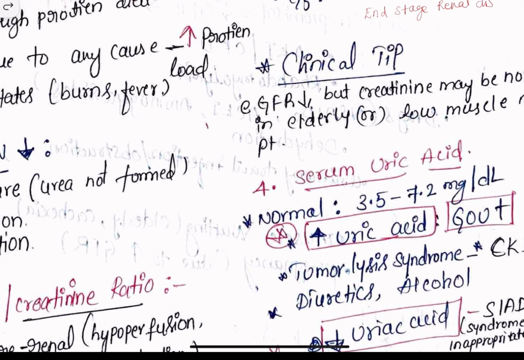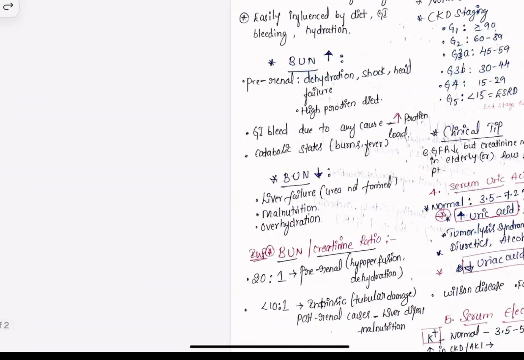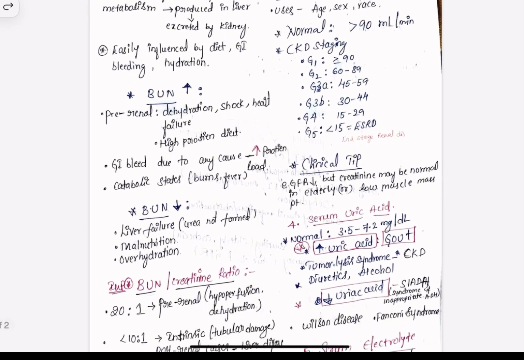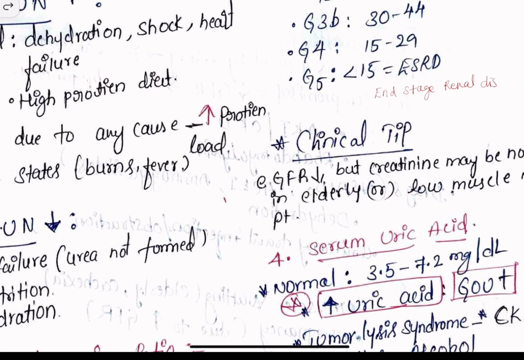What is the clinical tip? The eGFR, estimated GFR value decreases, but creatinine may be normal in elderly or low muscle mass patients. So if the eGFR value is decreased but creatinine is normal, think of the elderly or low muscle mass condition. See here, if creatinine level increases, GFR is going to decrease, but with decreased GFR, creatinine may be normal in elderly or low muscle mass.